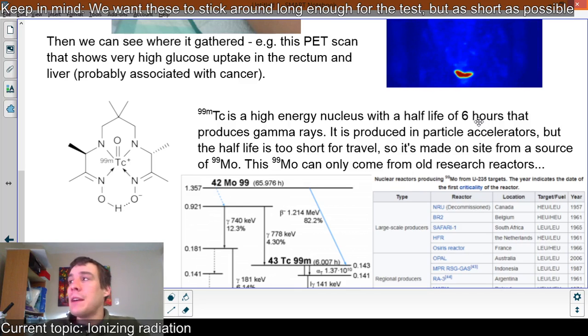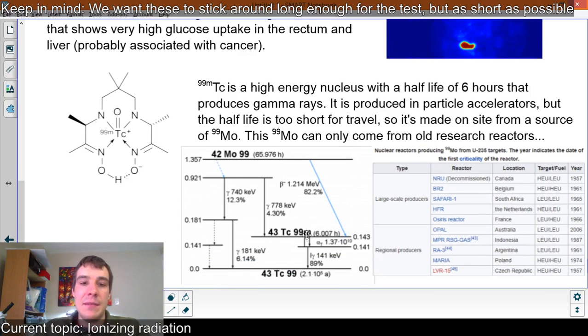But because it's a 6-hour half-life, you can't really get it from the particle accelerator to the hospital in time to be useful for the scan. So instead, they take molybdenum-99, and that decays down to technetium-99m. What makes that far more available is nuclear reactors, old nuclear reactors specifically, and they make large amounts of it, rather than in a particle accelerator where you can't make that much of it at a time.